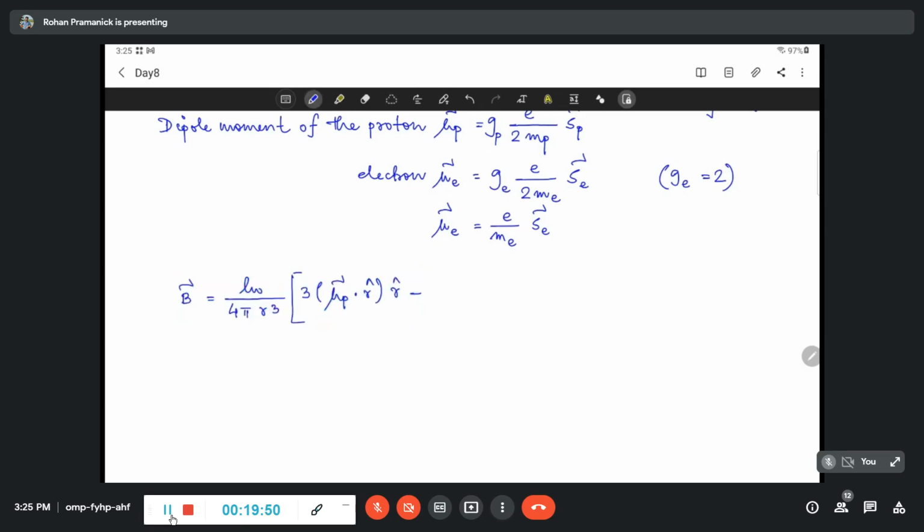Minus mu p vector. This thing you have seen in terms of mu p replaced by m.